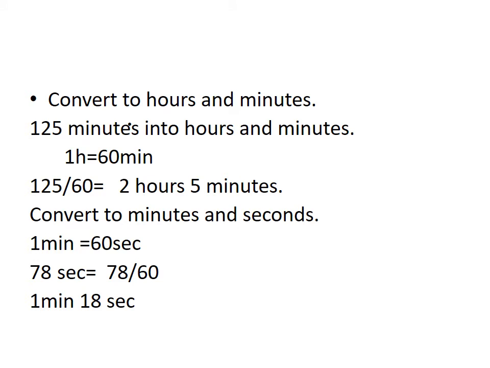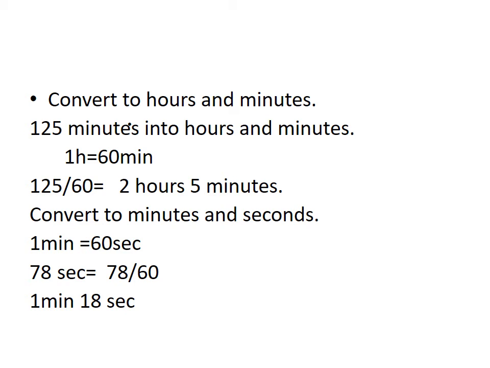Now children, we will learn how to convert single unit into double unit. How to convert minutes into hours and minutes. When you have to convert single unit into the double unit, always divide the numbers, right? Then 125 minutes into hours and minutes. 1 hour is equal to 60 minutes. Now divide 125 with 60. Answer is 2 hours 5 minutes.